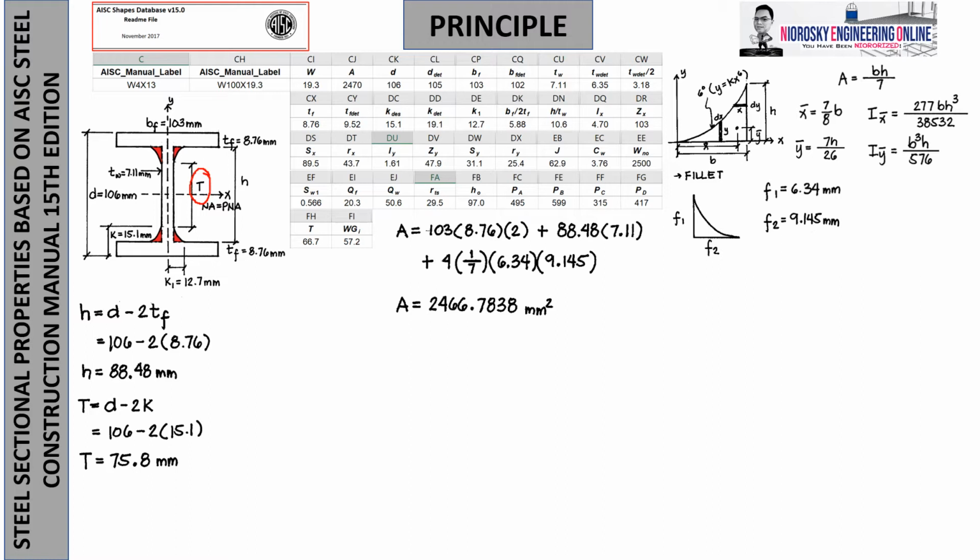So, meron kang web flange na dalawa, kaya times 2. Okay? Tapos, may web area ka. At meron kang 4 na stiffener. Na ito yung formula natin. So, sinave ko lang dito yung mga formulas natin para nasusubaybayan nyo paano nako-compute.